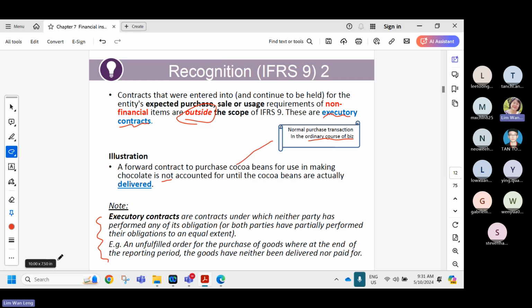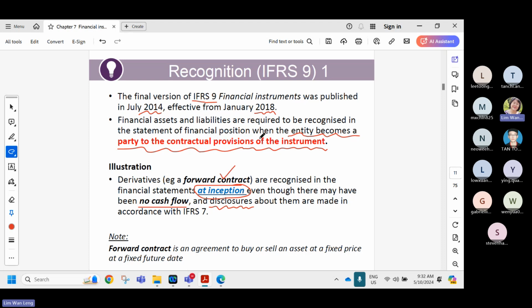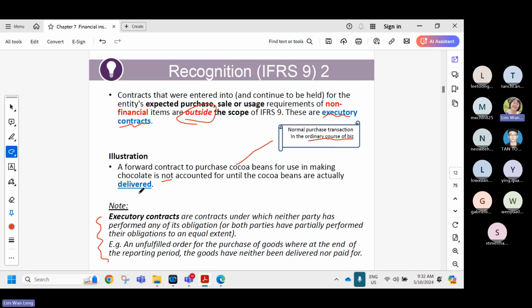If it is part of the financial instrument boundary, then you will have to reflect them in the books when they become a party to the contractual provisions of the instrument. Got that? So this one is just like our executory contract. You go and order the cocoa beans for your chocolate manufacturing process. Once you make an order, there is nothing for you to record in the books. Why? Because the goods have not been delivered. So once the goods have been delivered, then only you enter the necessary records into your books. Correct now?